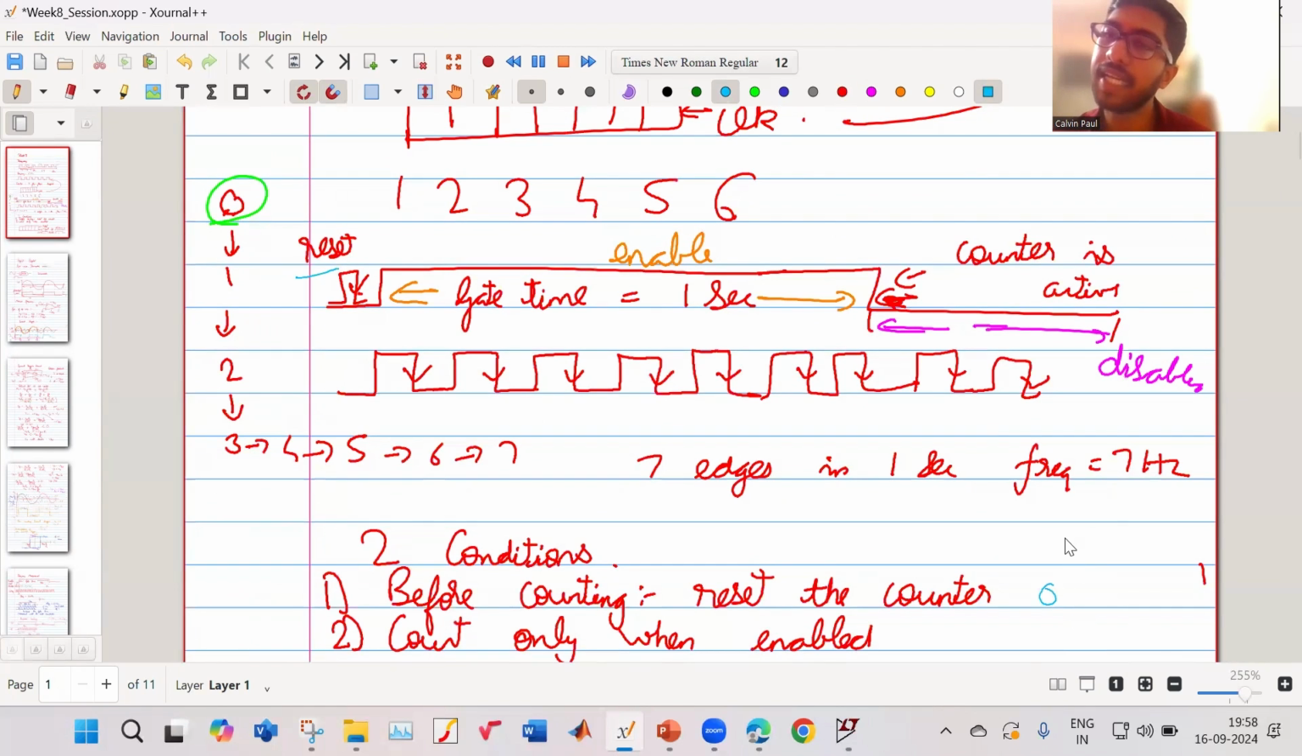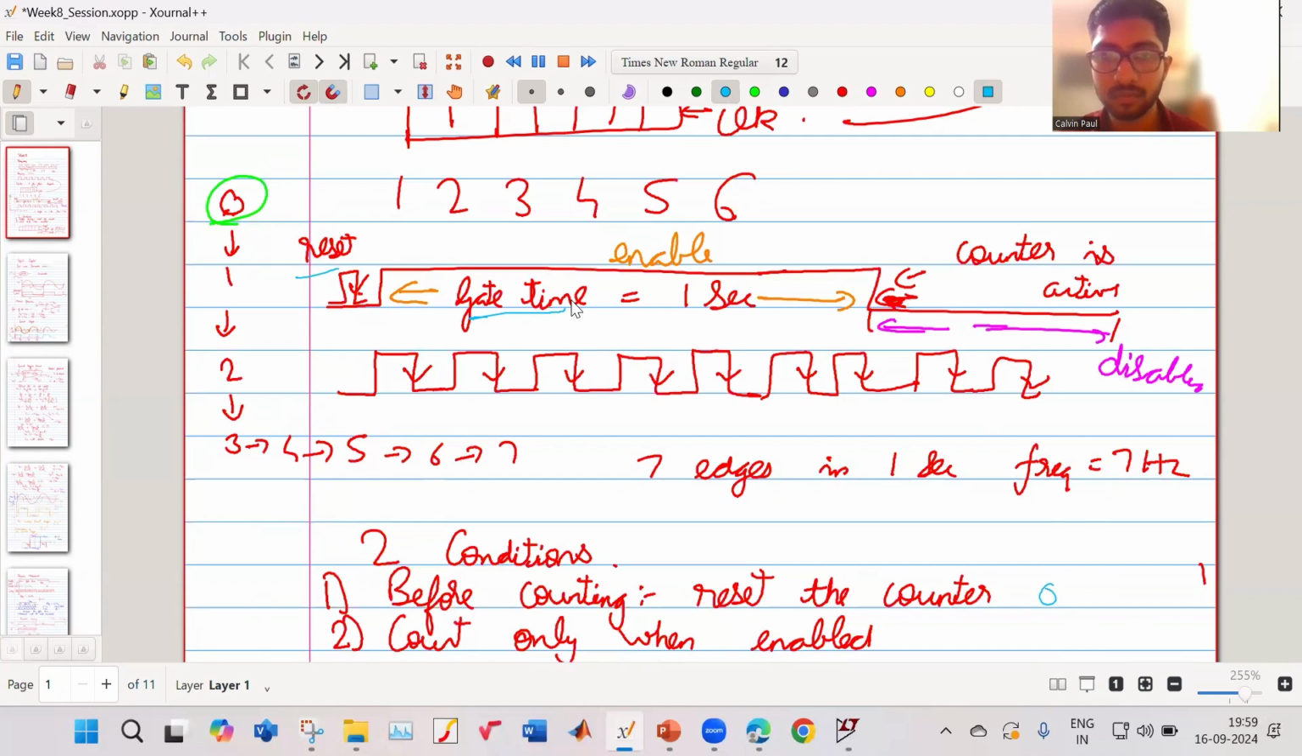Otherwise, if it is at 5 and I start counting, then at the end it will show 25, but actually it should have shown 20. So we have to make sure that the counter is at 0, then start counting, and count only for the time which I wanted to count. That is known as my gate time.